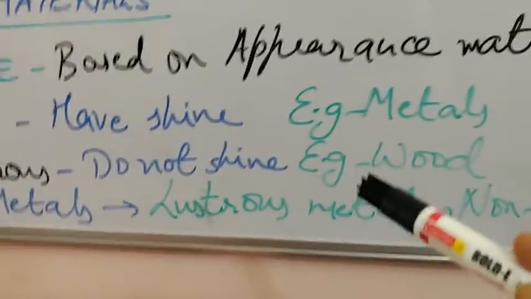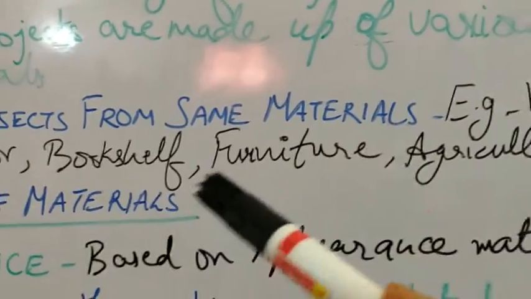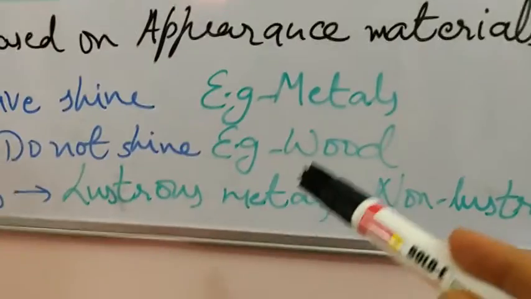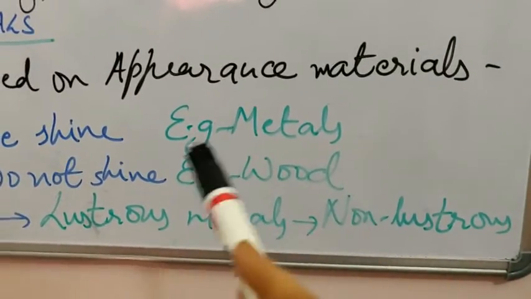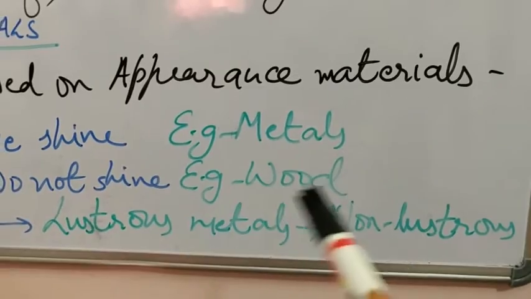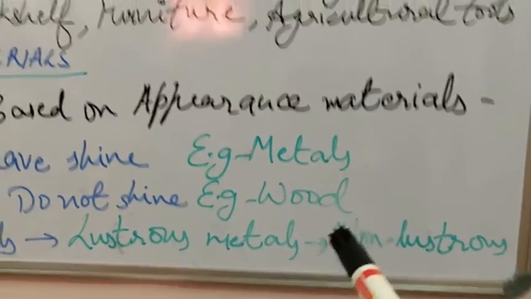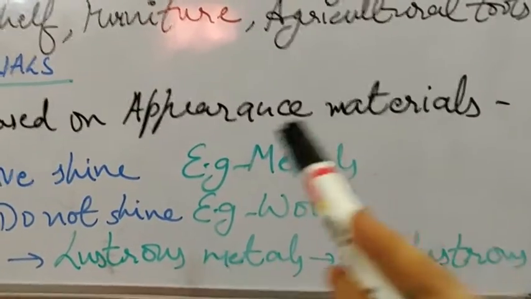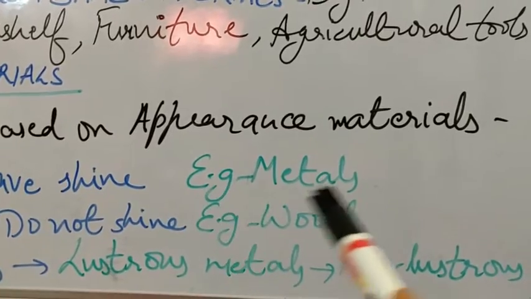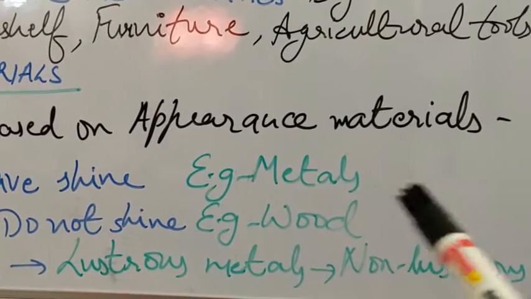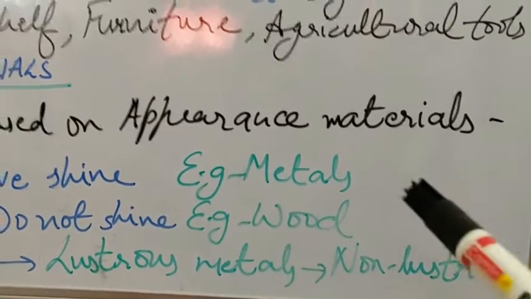Non-lustrous materials do not shine. An example is wood. But in wood also, shine can be made. Wood can also be made lustrous or shiny by polishing it or by applying paint on it. Now students, these metals which are lustrous or shiny in appearance are liked by all because from a distance we can see they are shining and they are attractive and they are bought easily.